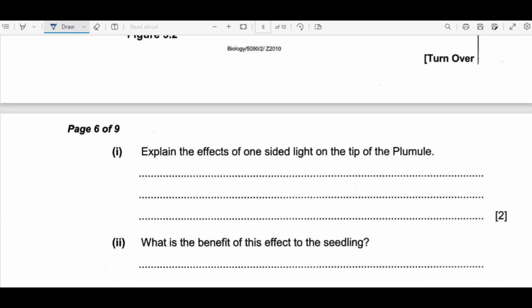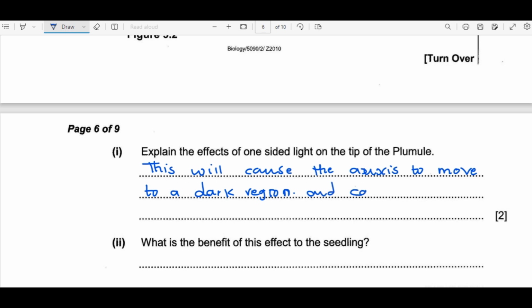So say, this will cause the auxins to move to a dark region, and cause that region a rapid growth.